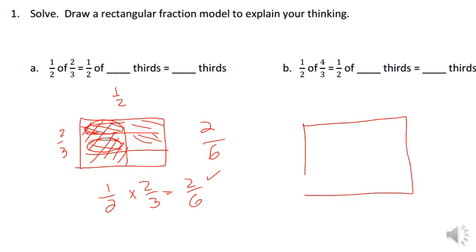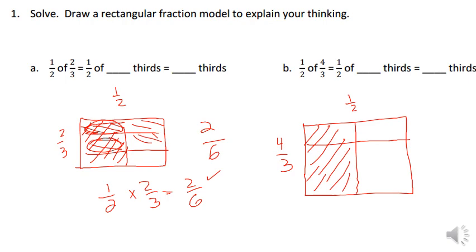Now the second one, we see once again we're doing 1/2. So we're going to shade in 1/2. And then we're doing 4/3. Well, wait a minute. Here is 3/3, so I need to add on another third down here. And I'm going to shade it in.